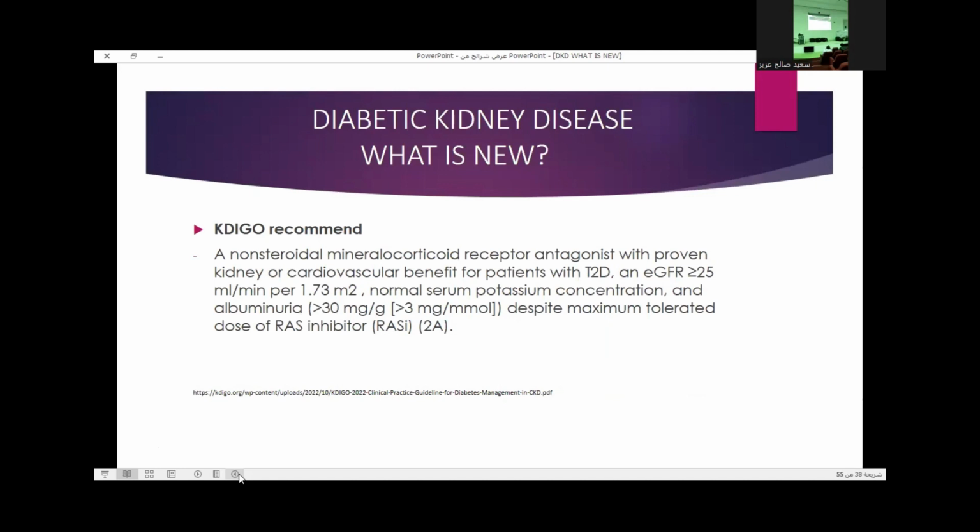So the third and the new medication in the guideline is a non-steroidal mineralocorticoid receptor antagonist, that is approved for kidney and cardiovascular benefit in type 2 diabetes, especially for patients with GFR more than or equal to 25, who have a normal serum potassium and albuminuria more than 30 milligram per gram. But those patients are already treated with a maximum dose of ACE inhibitors or ARBs, and they didn't respond.